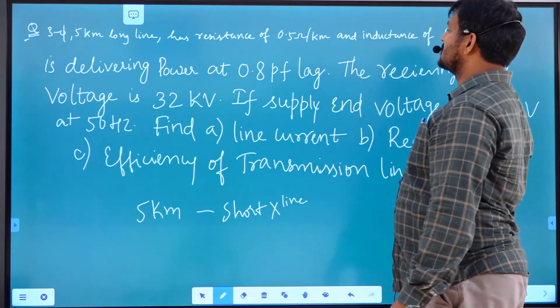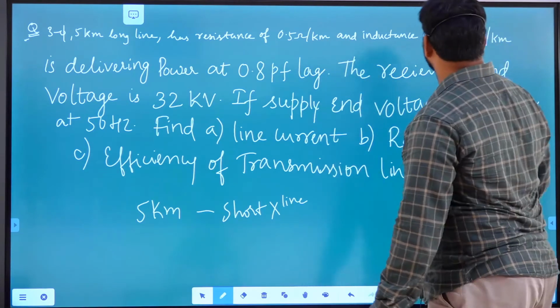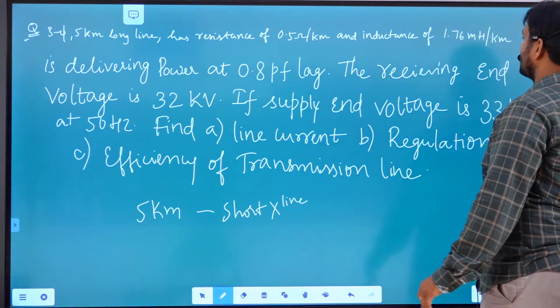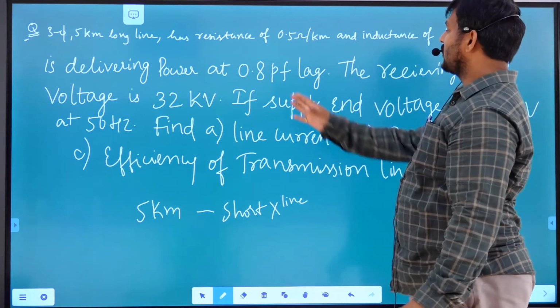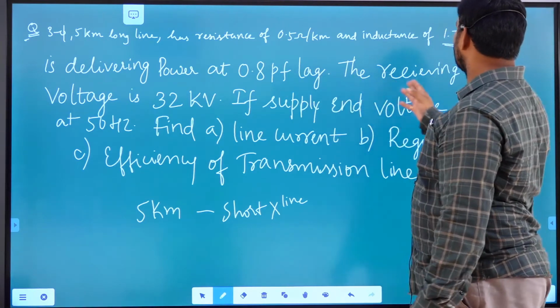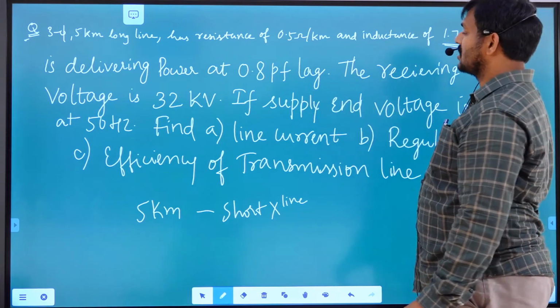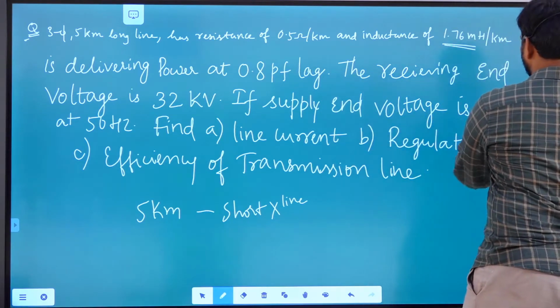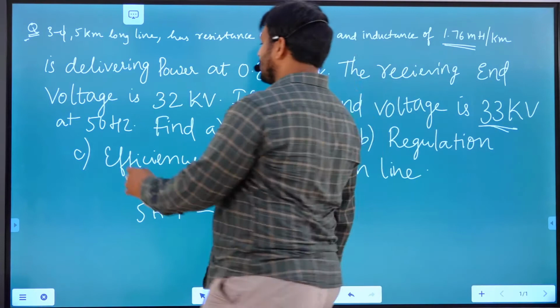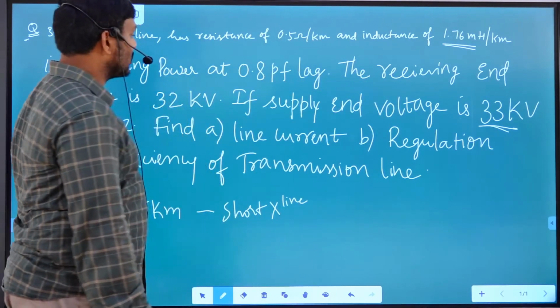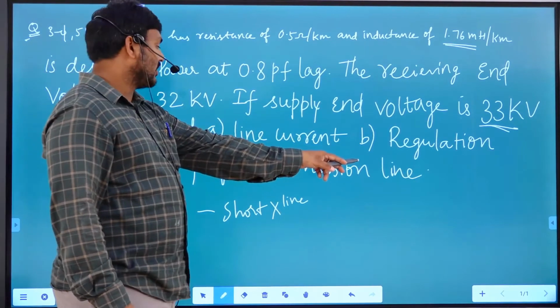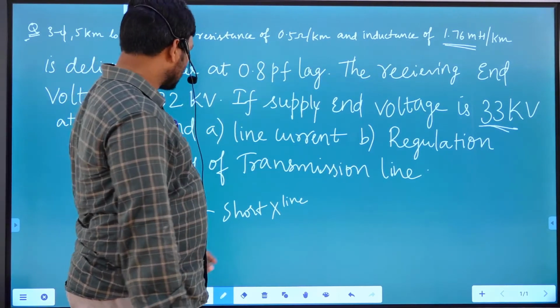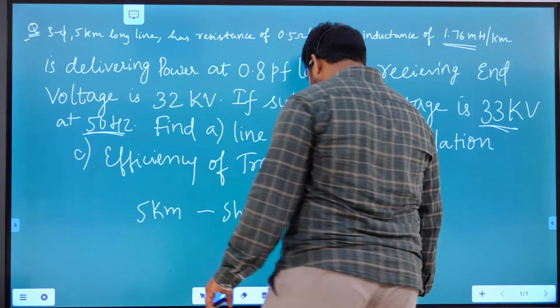The resistance is given as 0.5 ohm per kilometer and the inductance value is given as 1.76 millihenry per kilometer. The power factor is 0.8 lag. At the receiving end, voltage is 32 kV. The sending end voltage is 33 kV and the supply frequency is given as 50 Hz. You have to find the line current, regulation and the efficiency of the transmission line.